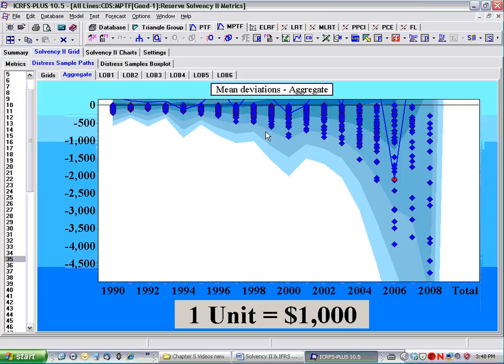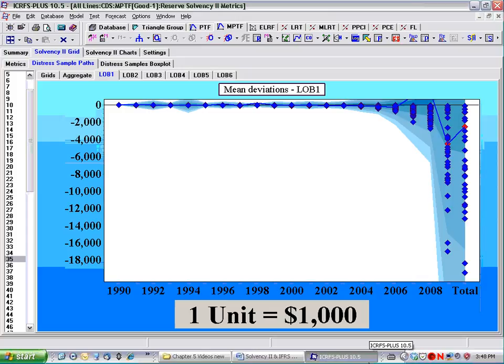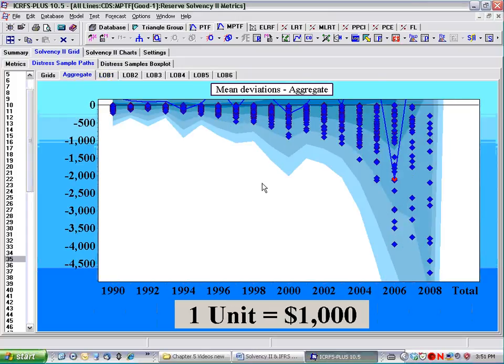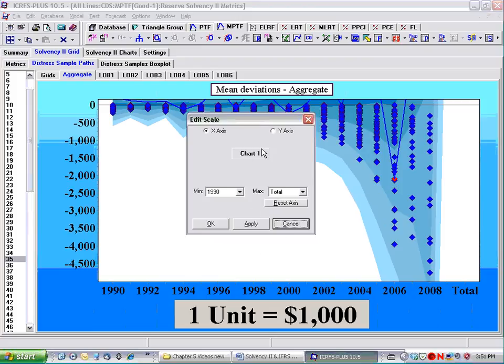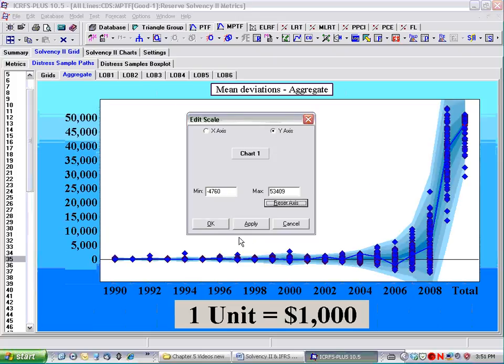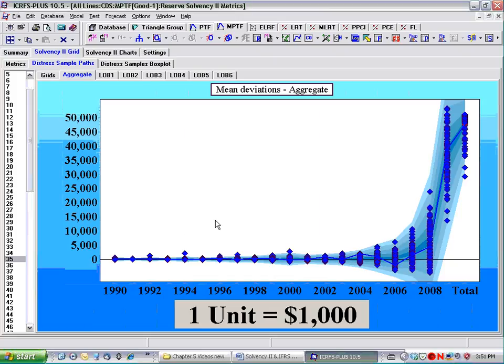Maybe because I changed the scale. It must have changed for every graph. So let me reset the scale. Scale, y-axis, reset the y-axis. Okay, and now we click on OK. All right, so the deviations from the mean for the aggregate is around 50 million.